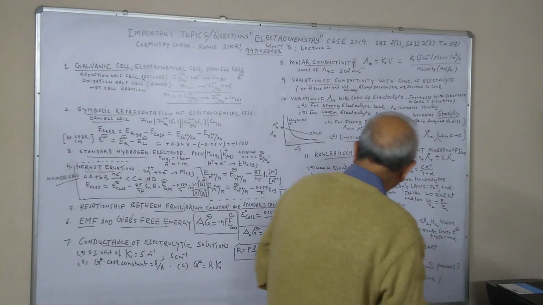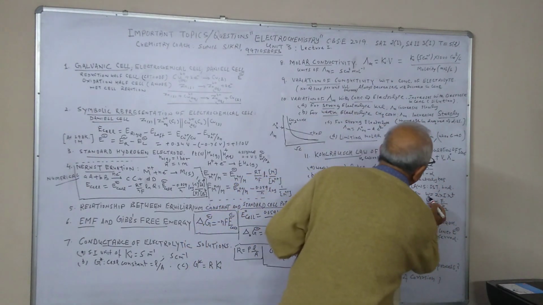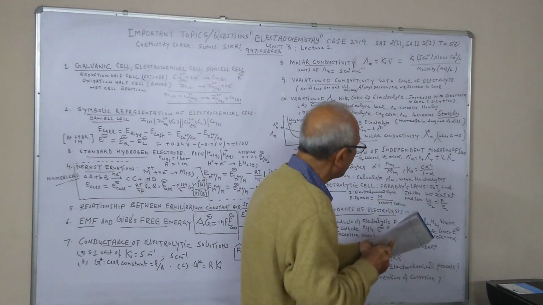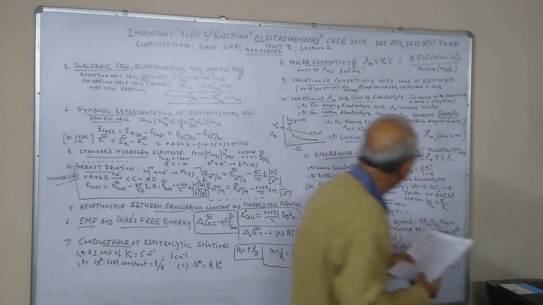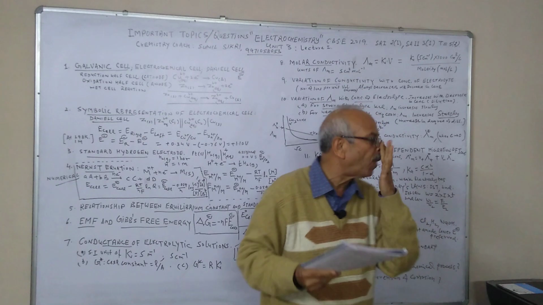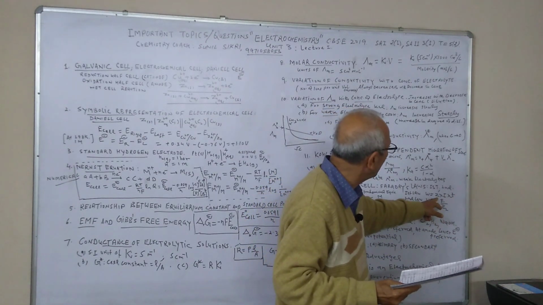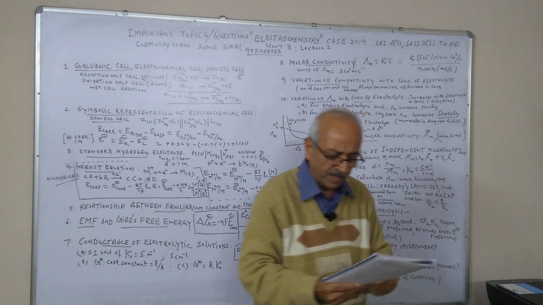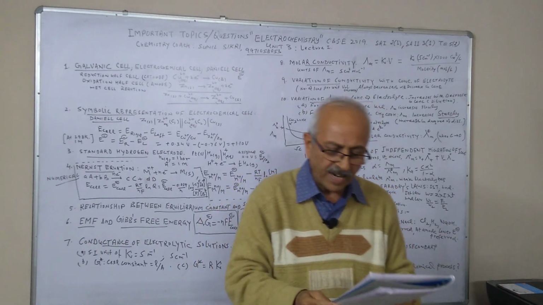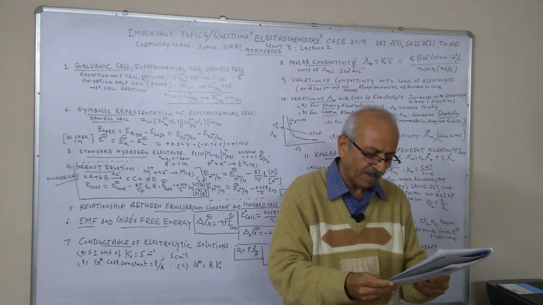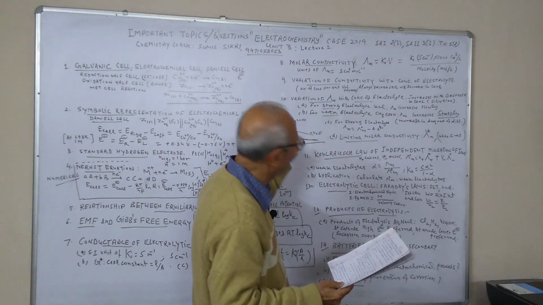W is equal to Z into I into T. So this is the mass of the substance which is deposited. Z is the electrochemical equivalent, which is equal to molar mass divided by the valency. I is the current in ampere, T is the time in seconds. Such a question will be there. Why does conductivity of solution decrease with dilution? We have discussed why it decreases with dilution.